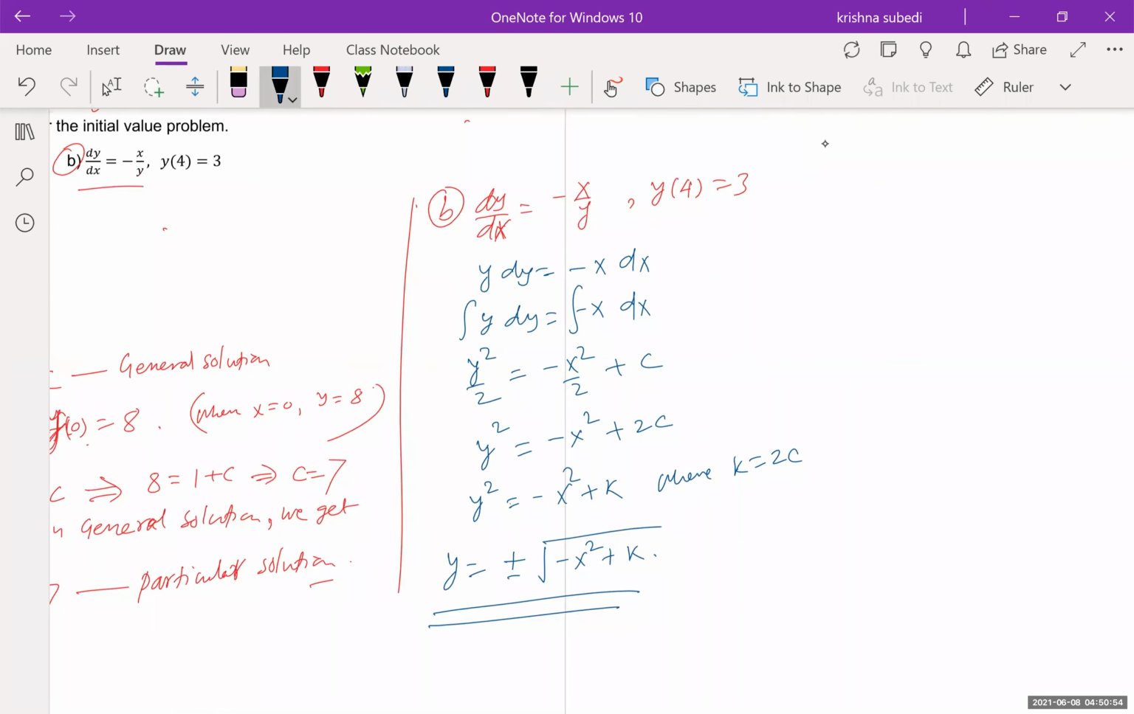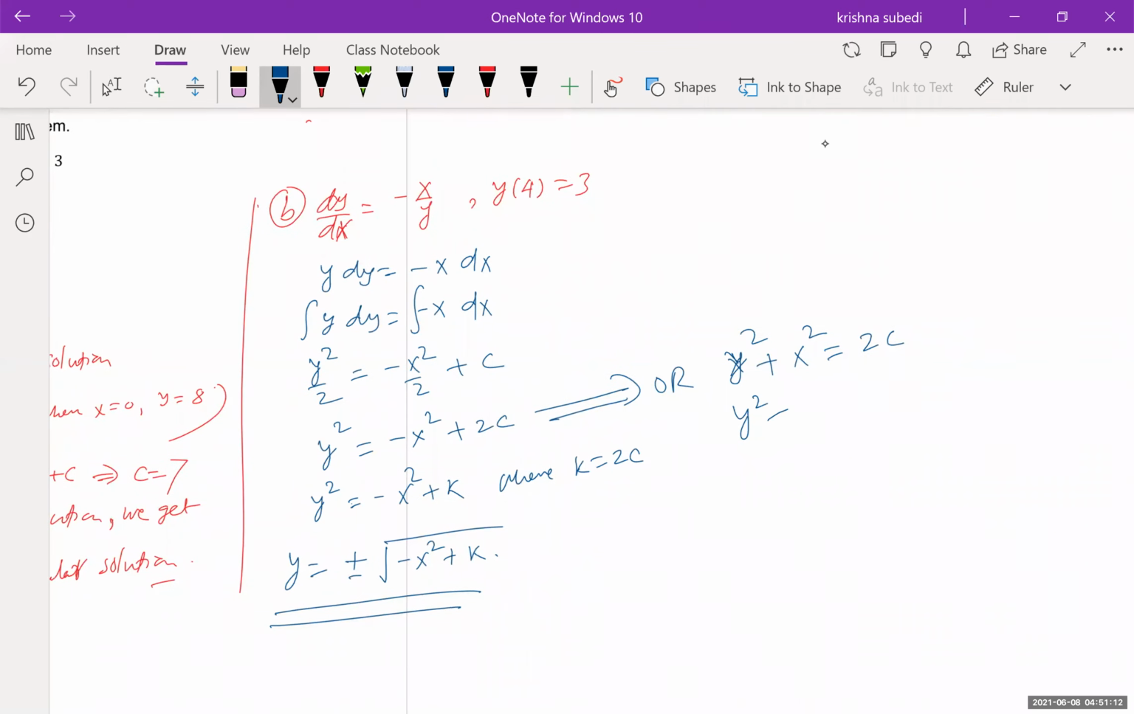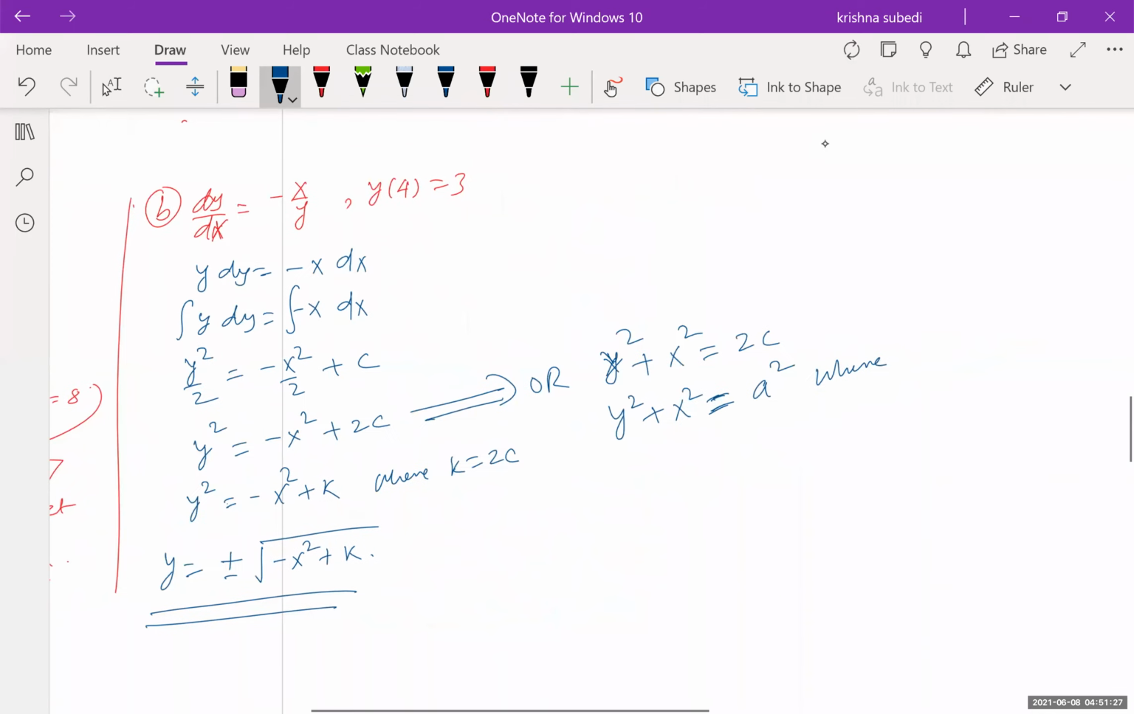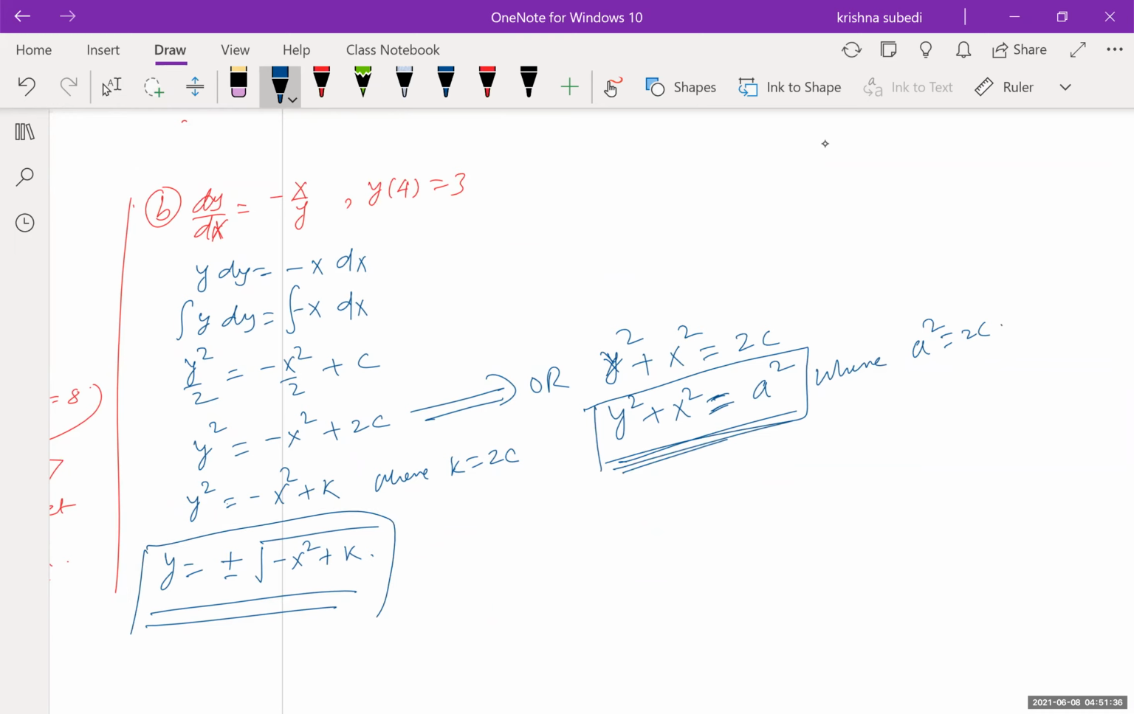Or what you can do is, let me write this way from here, or you can write the answer as y square plus x square equals 2c, and y square plus x square equals maybe m square, or maybe k square. Okay, some constant, let's say a square, for example, or r square, where a square equal to c. So you can write in this form as well. Either form doesn't matter.